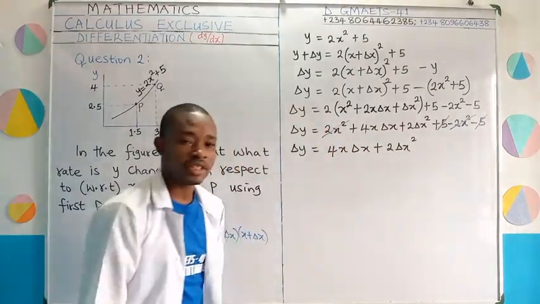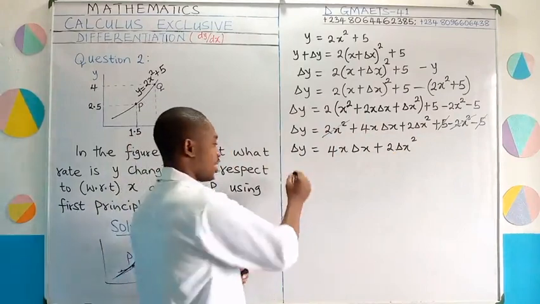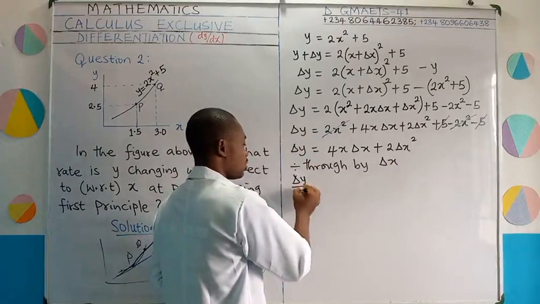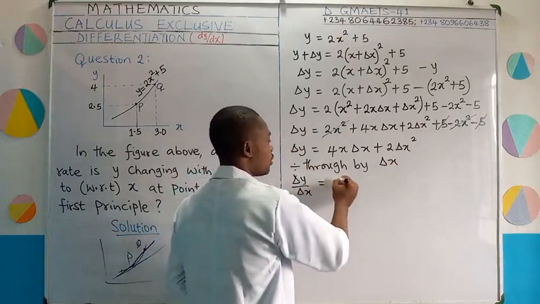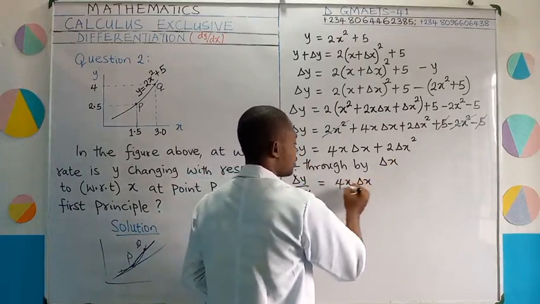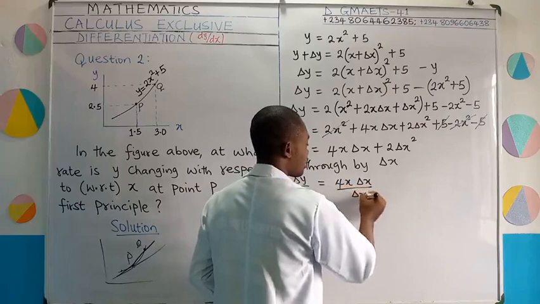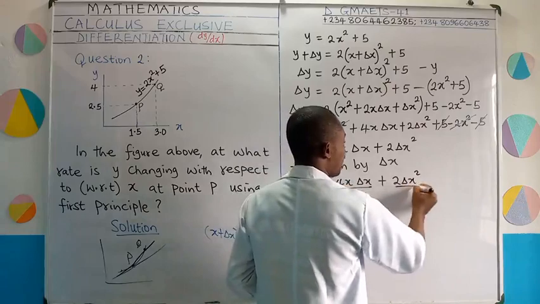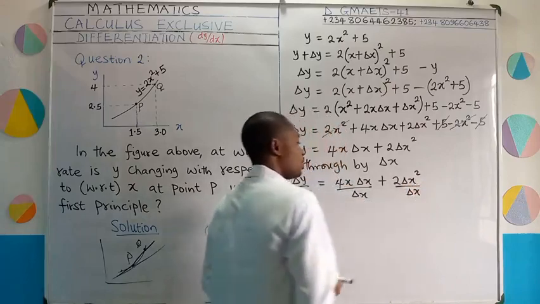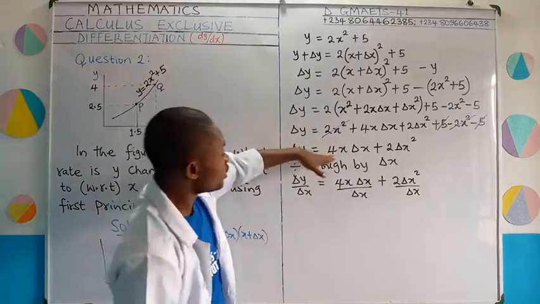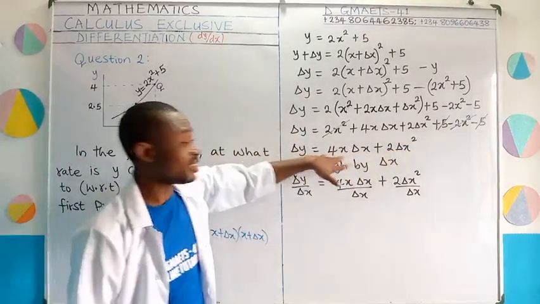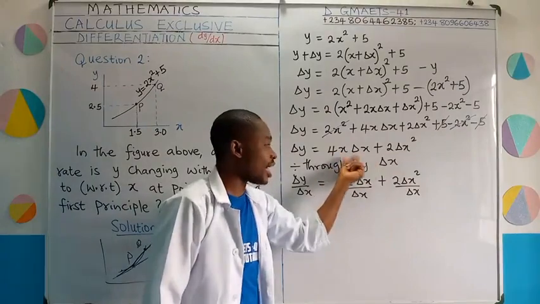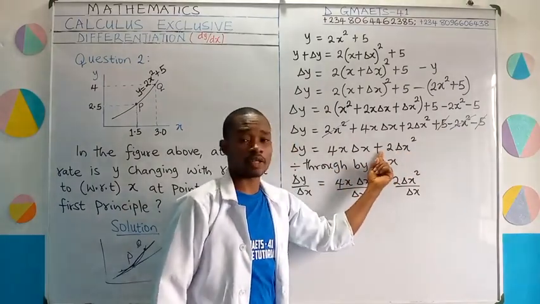I will now divide through by delta x. So this gives us delta y over delta x equal to 4x delta x, you divide it by delta x, plus 2 delta squared x, you divide it by delta x. Dividing all these things together by delta x is the same as dividing this one by delta x and dividing this one by delta x because of this plus.